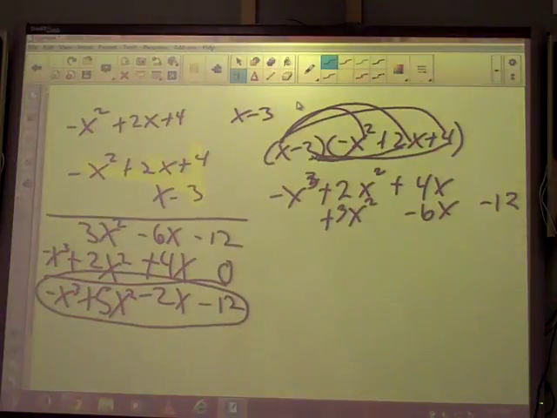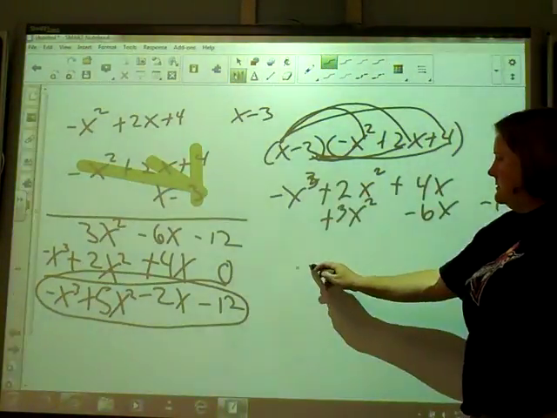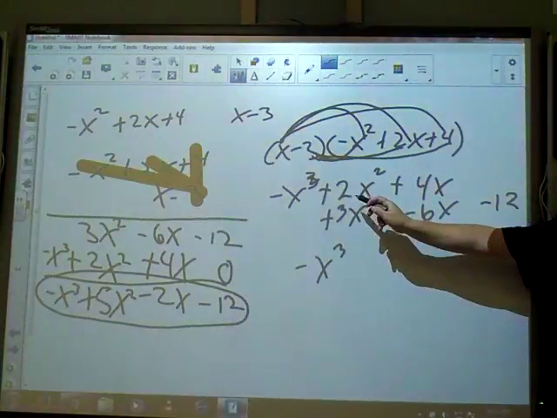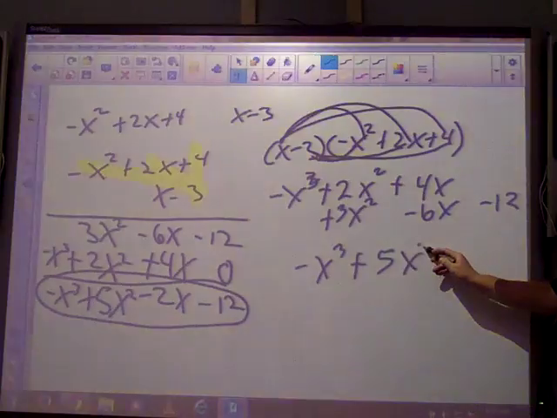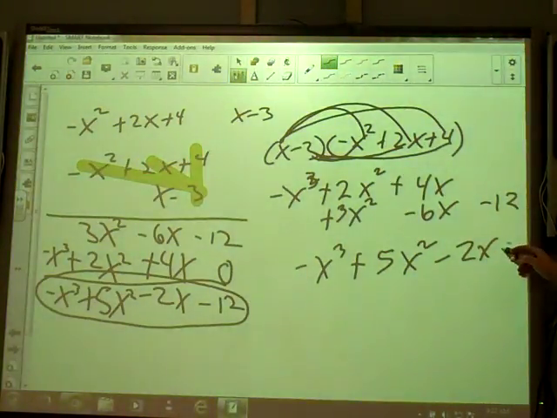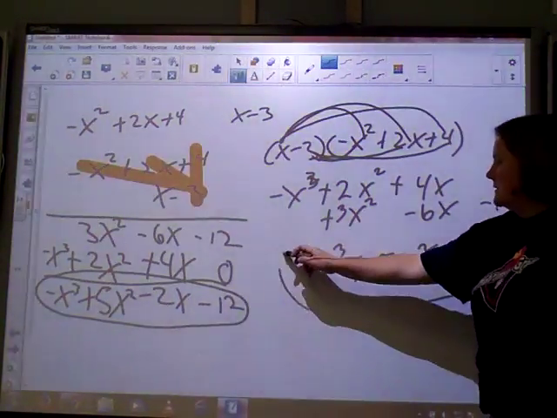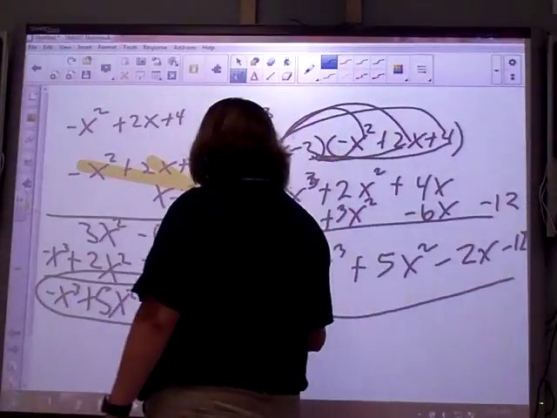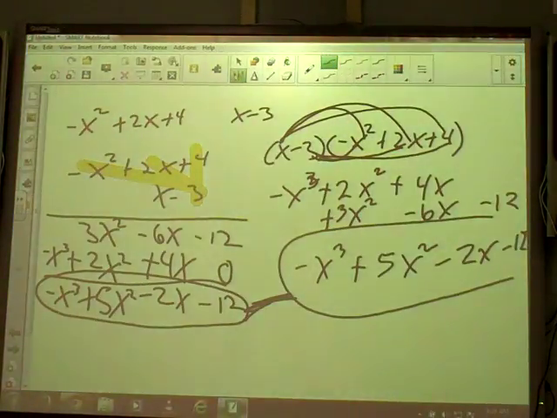The way I've written mine, I already have like terms matched up. It's okay if you didn't write it that way, you'll just find like terms. So I've got a negative x cubed, a 2x squared and a 3x squared, which is 5x squared. 4x and a negative 6x is a negative 2x, and then I got a negative 12. Same answer. It's just up to you which way you like to attack that.